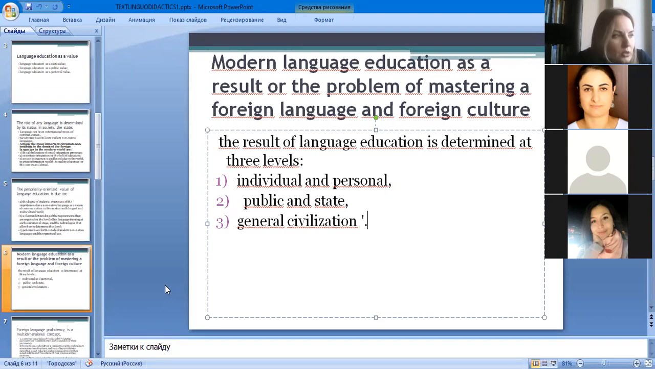Thus, the result of language education is determined on three levels: individual and personal, public and state, and general civilization. At the individual personal level, it is primarily about the knowledge, skills and abilities of each student acquired in the educational process. In this sense, the result is usually assessed during the process of teaching and directly from qualitative and quantitative characteristics of language proficiency as a means of communication. But what does it mean, language proficiency? What knowledge, skills, and abilities are we talking about when we are talking about that? That the person knows this or that language?